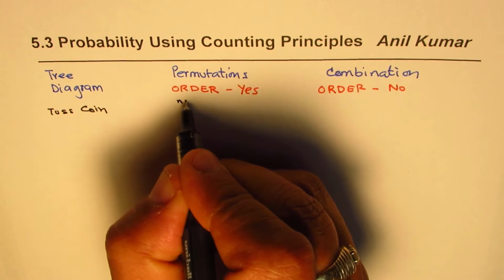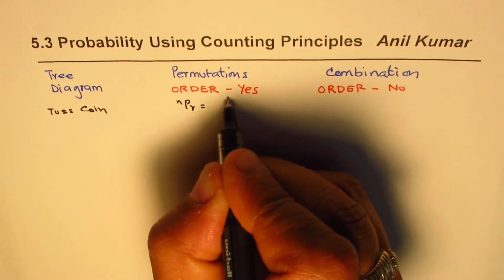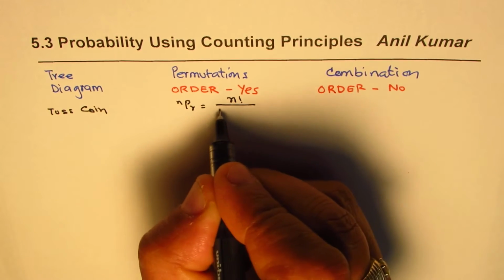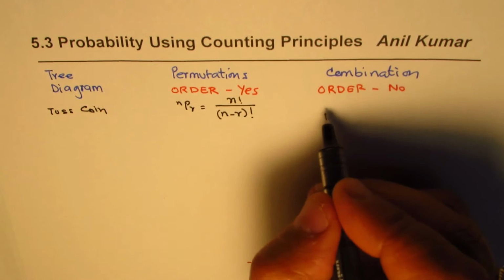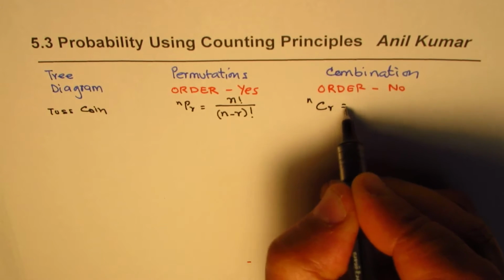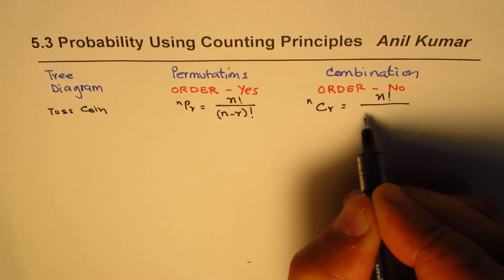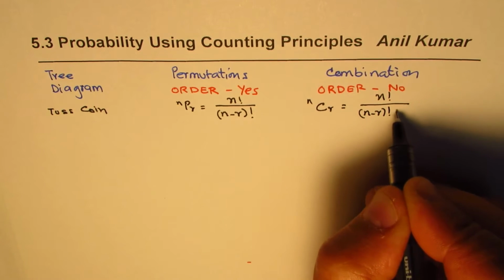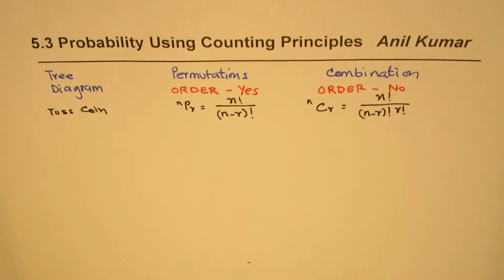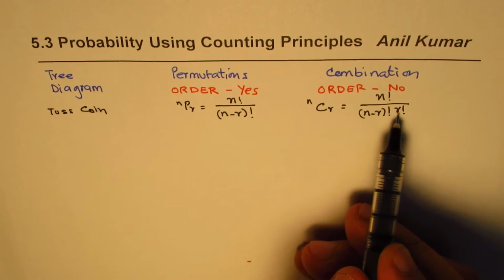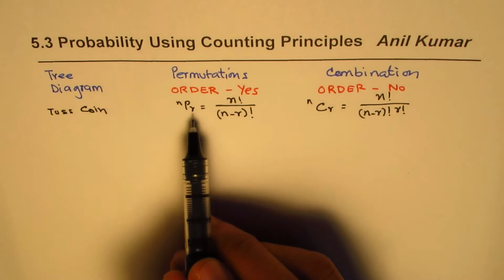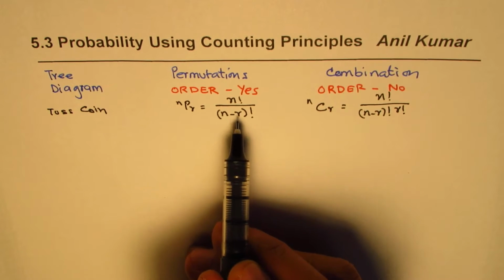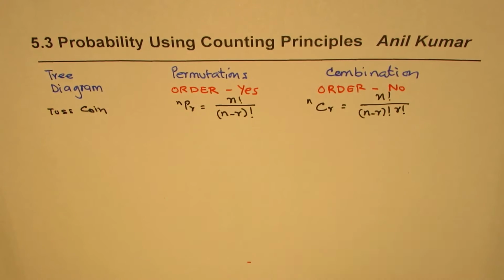Permutations could be written as nPr, which really means n factorial over n minus r factorial. And in combination, since the order is not important, the formula becomes n factorial divided by n minus r factorial, divided by r factorial. So if you select r out of n, since the order is not important, you need to divide by those arrangements. That's the whole idea. If it is nPn, we know n minus n factorial is 0, so it will be n factorial.